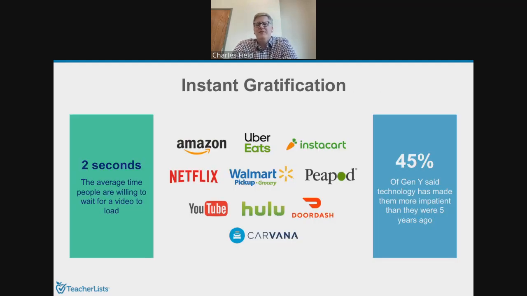And that's led to this concept of instant gratification. Obviously, instant gratification has always been around, but the reality is people aren't willing to wait more than 2 seconds for a video to load on their phone. So if you're sending something out, is it that quick? That also means that grabbing someone's attention is that millisecond or minimal seconds to get their attention.